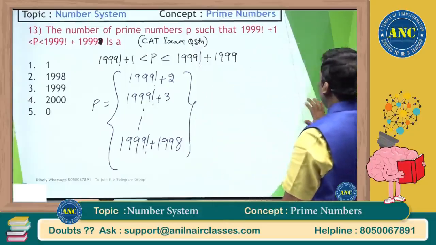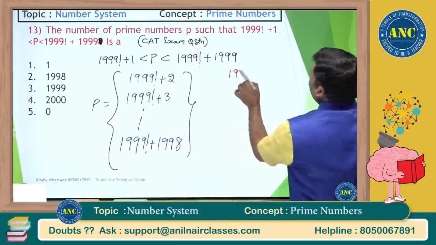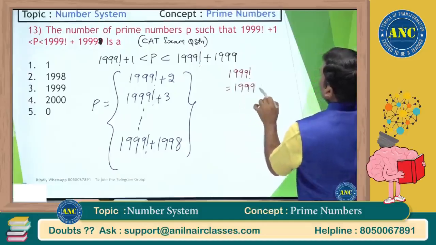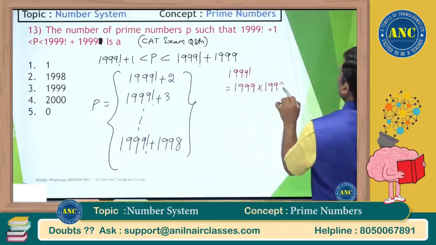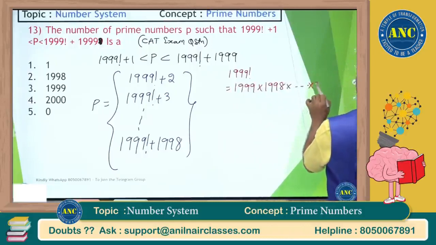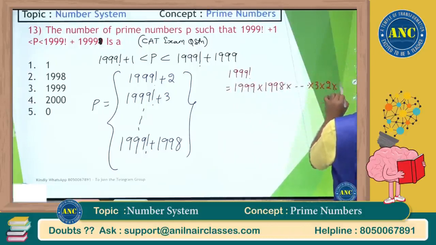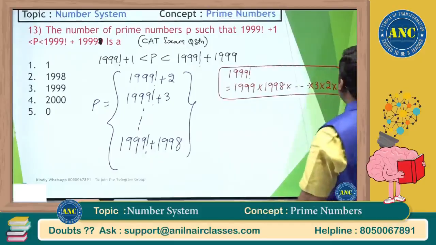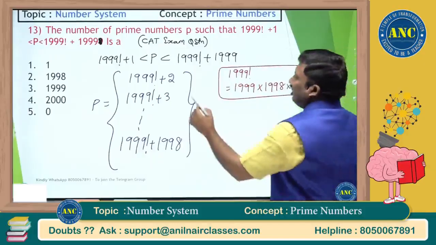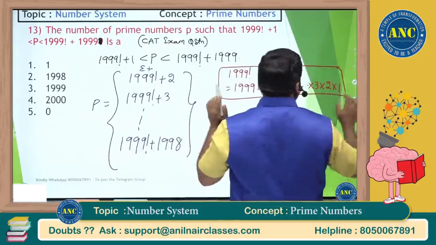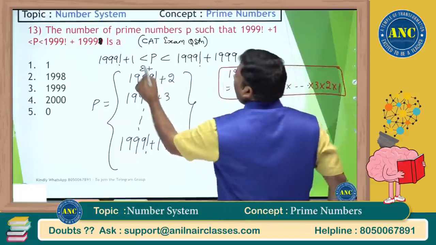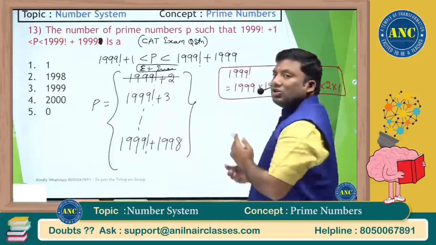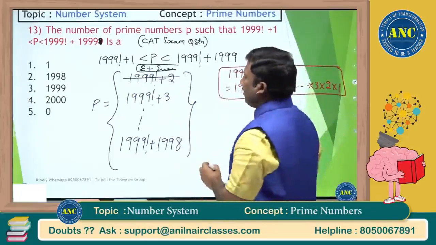Just because we solved the previous question, now the logic will become very easy. 1,999 factorial is 1,999 into 1,998 and so on up to 3 into 2 into 1. Now listen carefully. Now you can solve it. This is an even number. Plus, I will use a different color, an even number. Even plus even is even. There is no even number other than 2 which is a prime number.